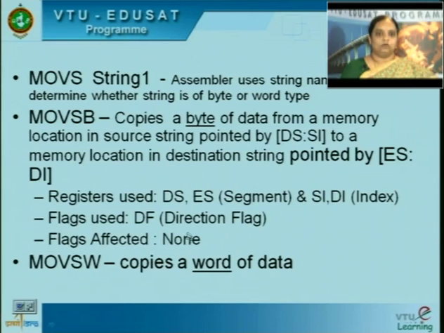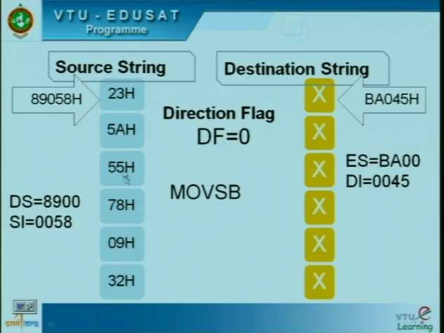So pictorially, assume that this is a string of data. Here it can be an array of 23, 5A, etc. Let us say some data is stored. Now this array of data I'll call the source string, and it has a starting address something like 89058. Then I'll also have another string. Let us say it starts at the 20-bit physical address BA045, and I'll call this the destination string. So we have basically a source string and a destination string.